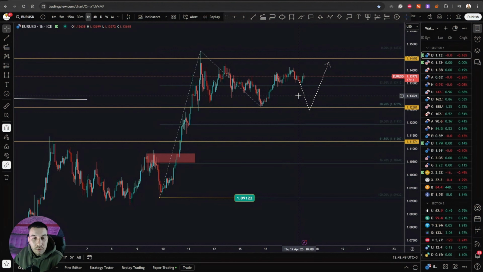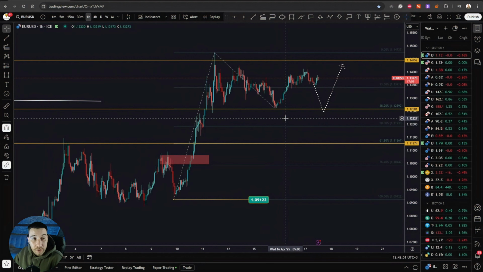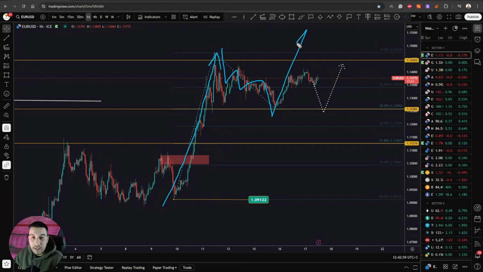Now let's go back to TradingView. So here is euro dollar. Now the idea here was that after this massive impulse to the upside, I wanted to see a little bit of a pullback and a continuation to the upside as well. All right, I think I mentioned this in one of my last videos here on YouTube as well.